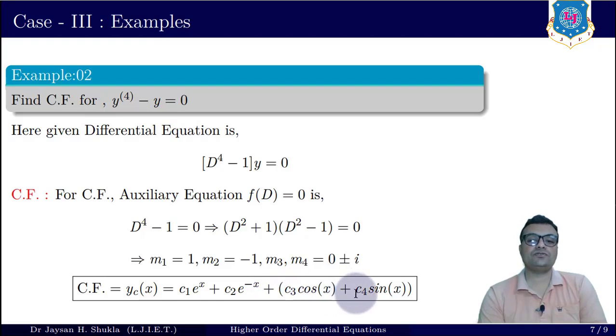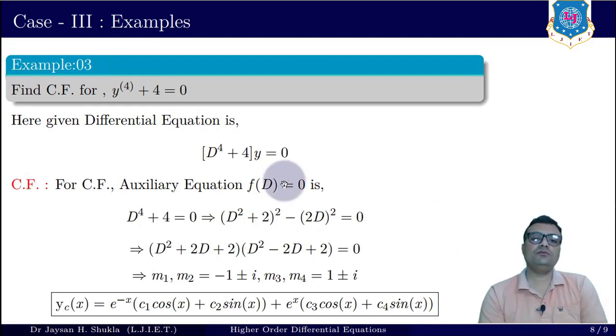of x into c3, plus c4 sin x. Again, you can see clearly that the order of the equation is 4 and there are 4 arbitrary constants c1, c2, c3, c4. These first two roots follow the first case, non-repeated or distinct real roots. So for that we have that first part of the complementary function, whereas the third and fourth roots are complex, and so for that we have case number 3 of the complementary function.